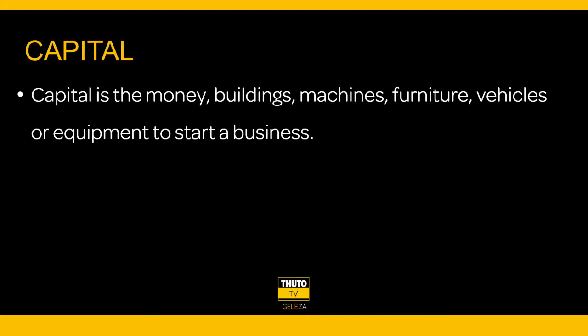Now let me discuss the third factor of production, which is capital. You hear the word capital in everyday activity, and you think to yourself, capital? Could it be the capital city? No, guys. When we speak about capital, we speak about money, buildings, machines, furniture, vehicles, and equipment that are used to start the business. There's 2 types of classifications of capital.